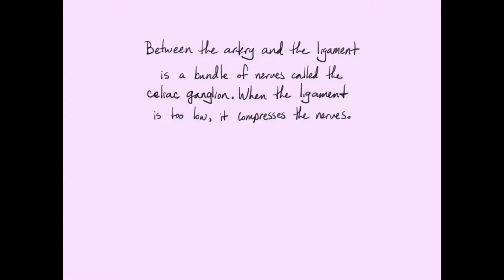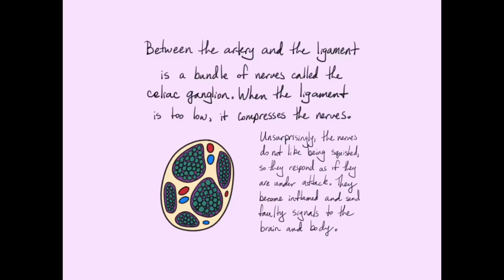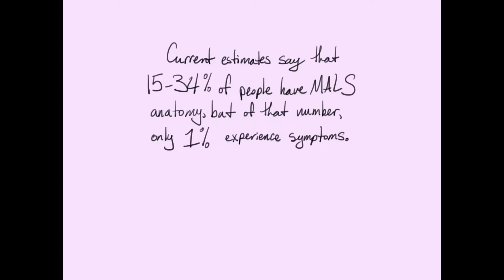Between the artery and the ligament is a bundle of nerves called the celiac ganglion. When the ligament is too low, it compresses the nerves. Unsurprisingly, the nerves do not like being squished, so they respond as if they're under attack. They become inflamed and send faulty signals to the brain and body. Current estimates say that 15 to 34% of people have MALS anatomy, but of that number, only 1% experience symptoms.